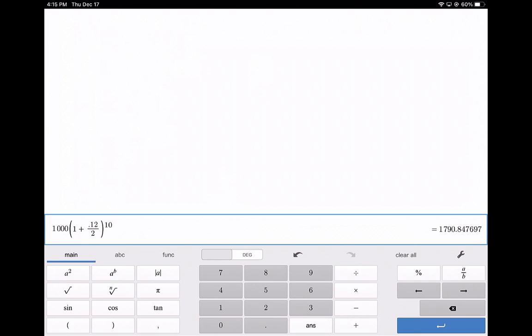All right, so there it is. Oh, there's the total, $1,790.84. So yes, if they charge us 6%, but twice a year for 10 periods, they do actually make a little bit more money. So let's write that down, 1790.85 about.